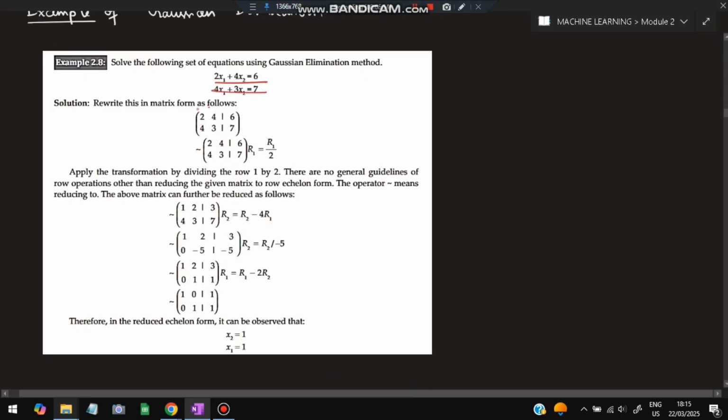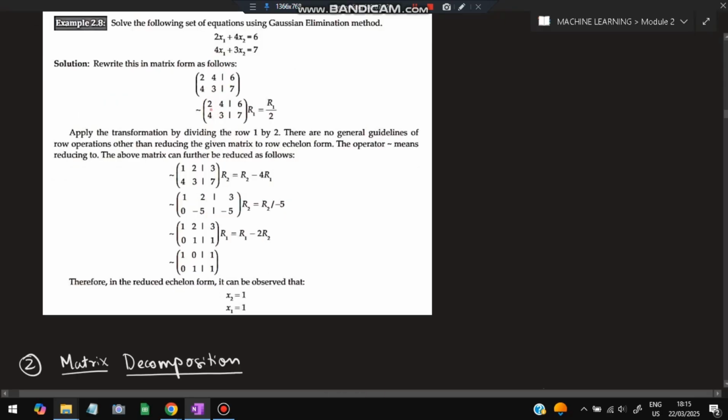So convert this into a form of matrices. After converting your matrices, you will be dividing by 2. All the rows you'll divide by 2, so it becomes simpler. When we divide 2 by 2 it will become 1, when we divide 4 by 2 it will become 2, when we divide 6 by 2 it will become 3. So here r1 is equal to r1 by 2, so the first row is getting divided by 2.